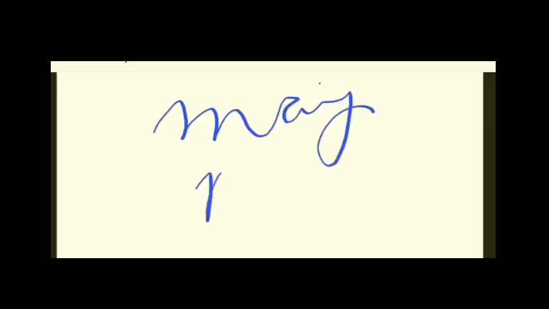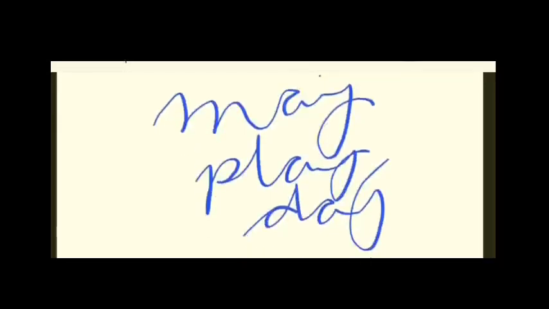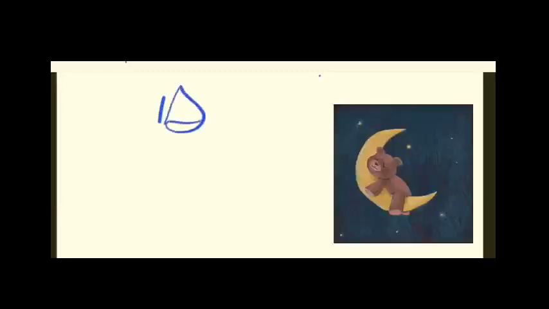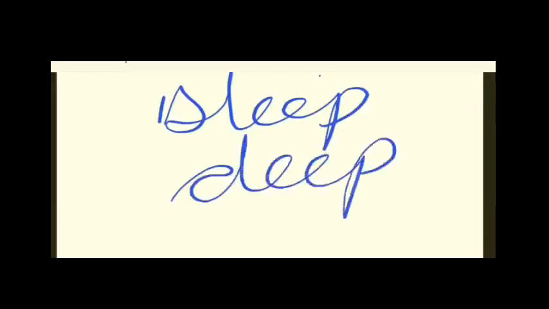For example, let's say I have a word called May. Which word will rhyme with May? Let's say play will rhyme, and then a word like day will rhyme with it, isn't it? Again, let's say I have another word. Let's say sleep. Which word rhymes with sleep? Deep, sheep, etc. Isn't it? So the words that rhyme with each other are called rhyming words.